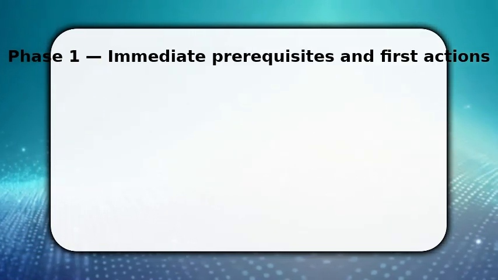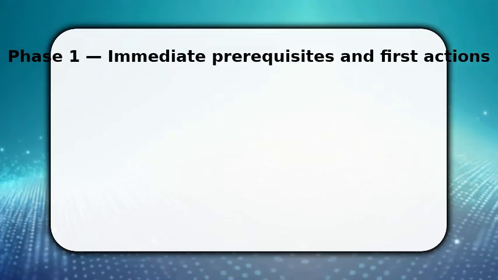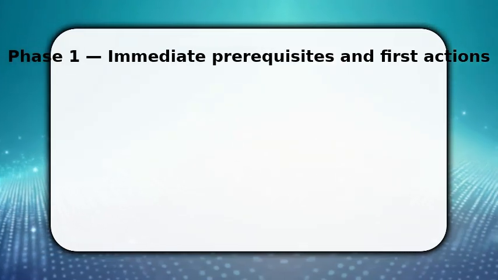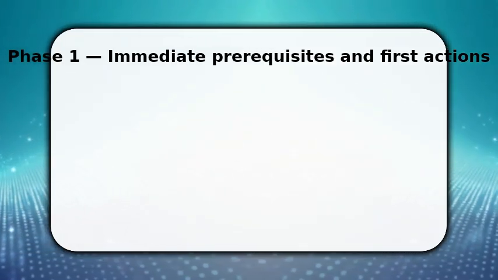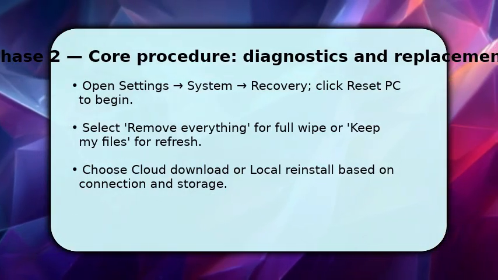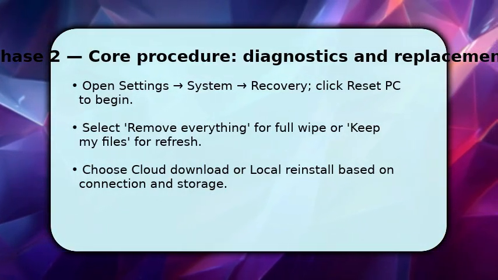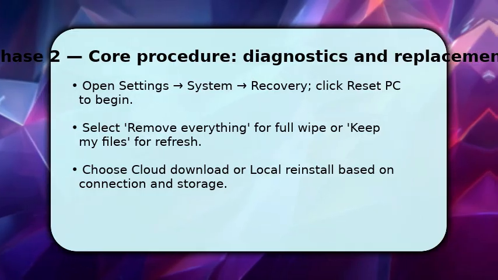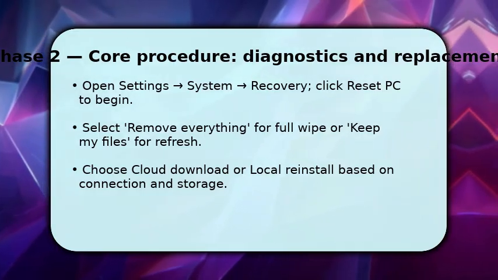Now, press Start, select Settings, and get to System. We start the reset from the recovery options because it gives the cleanest result. You now pick the exact reset path. First, open Settings, go to System and Recovery, and click Reset this PC. That launches the chooser. Decide why.